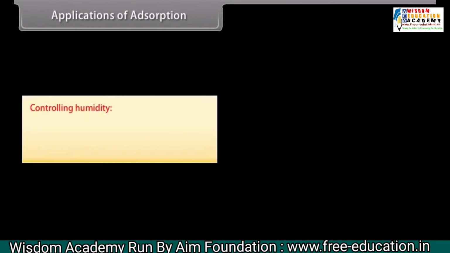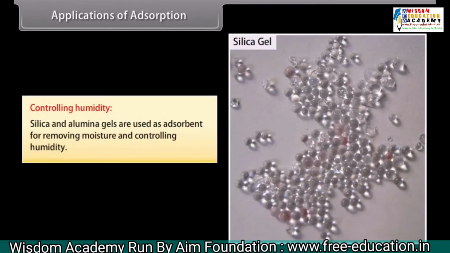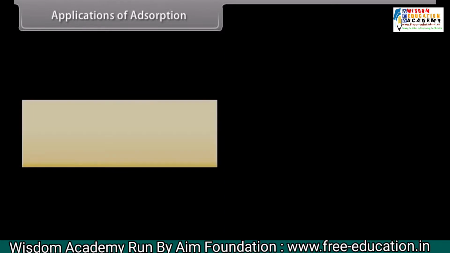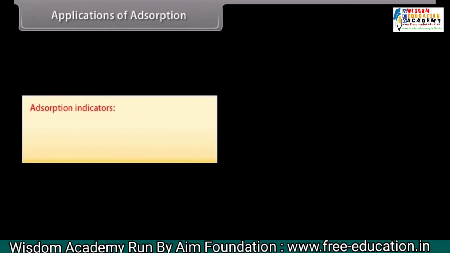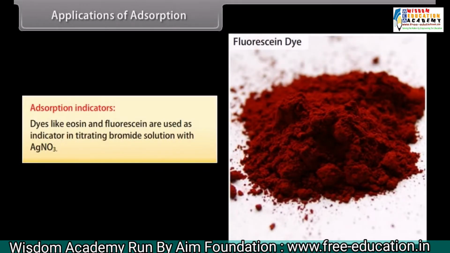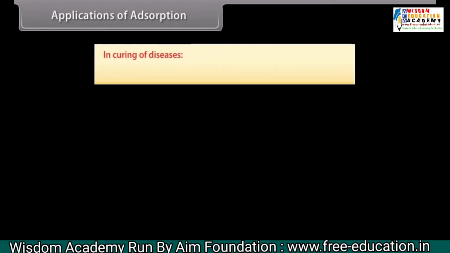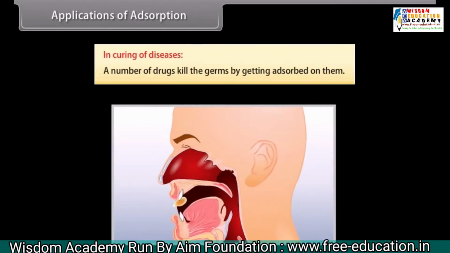Controlling humidity. Silica and alumina gels are used as adsorbents for removing moisture and controlling humidity. Adsorption indicators. Dyes like eosin and fluorescein are used as indicators in titrating bromide solution with AgNO3, as the precipitate of silver halide has the property of adsorbing these dyes, thereby producing characteristic deep colors at the end point in the titration. In curing of diseases. A number of drugs kill the germs by getting adsorbed on them.